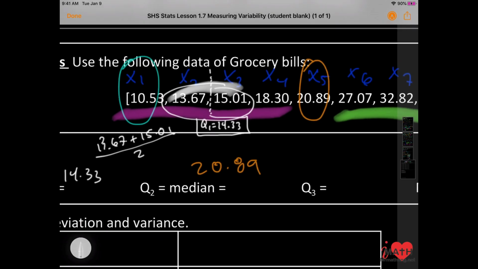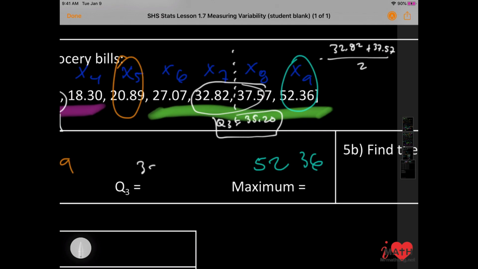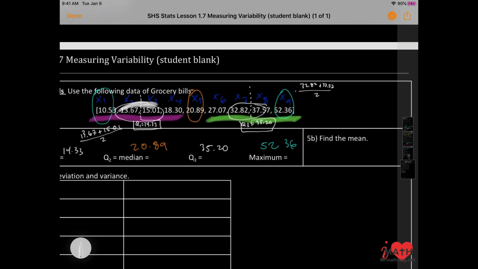Okay, let's do the same thing over there so we can find quartile 3. Again, it's right here. It's an even, right? I'm including the maximum, but not the median. Well, I circled in orange here, so I'm just going to find the average of those two numbers. 3282 plus 3757 divided by 2, and this will give me a quartile number. Quartile 3 is going to be 35.20. Okay, 35.20.